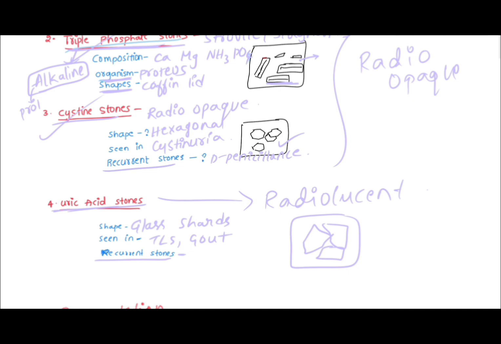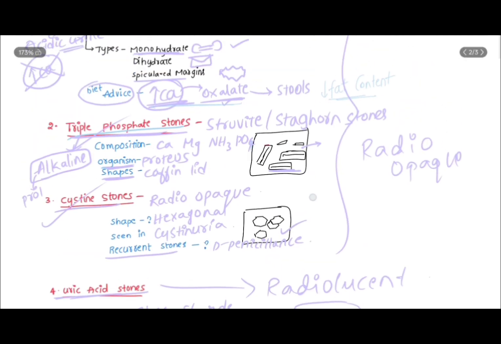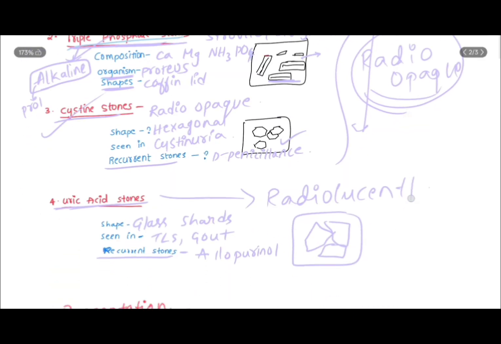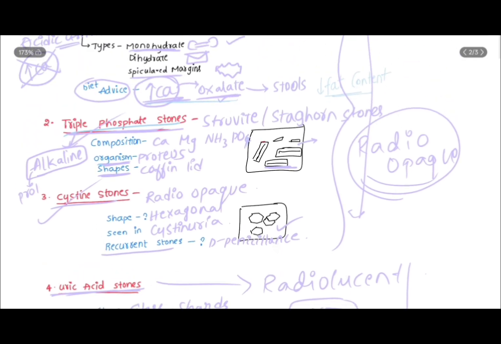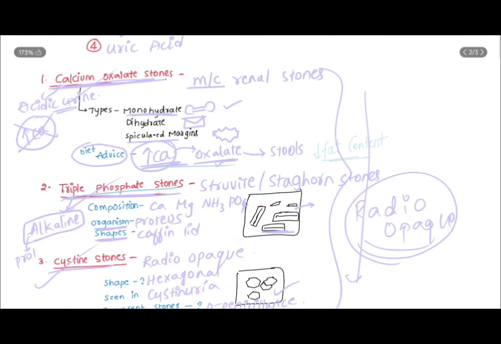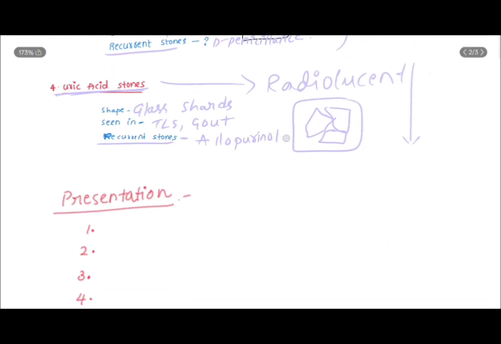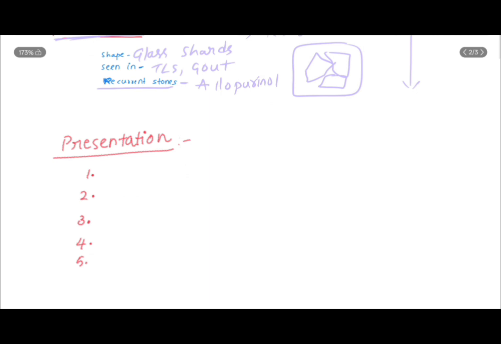How do we manage recurrent stones? We give allopurinol, right? So these are the various types of stones, and the main differentiating point is radio opaque in these three types of stones and radiolucent in uric acid stones. And the shapes of each type of stones, organisms, and some dietary advices for the calcium oxalate stones you should remember, and shapes and examples for these types.